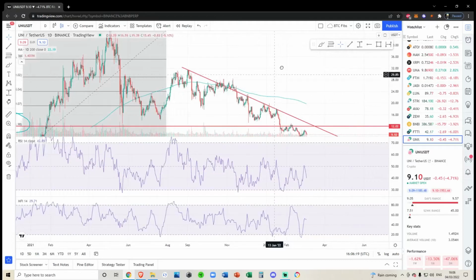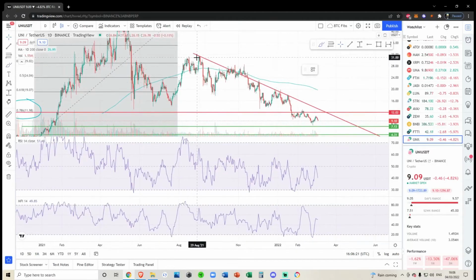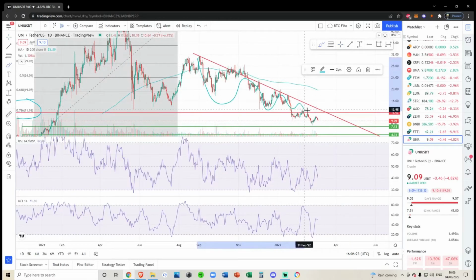If we do look at this line, you can see that we were setting up for a big descending triangle that we have broken down below.